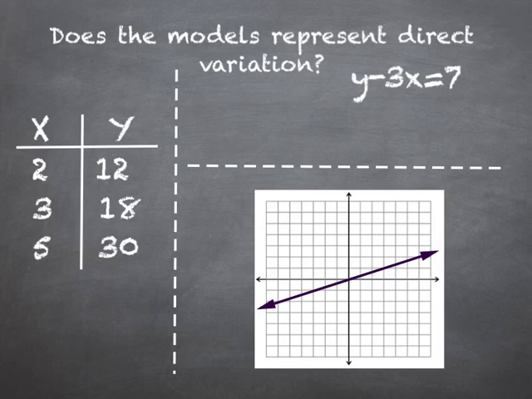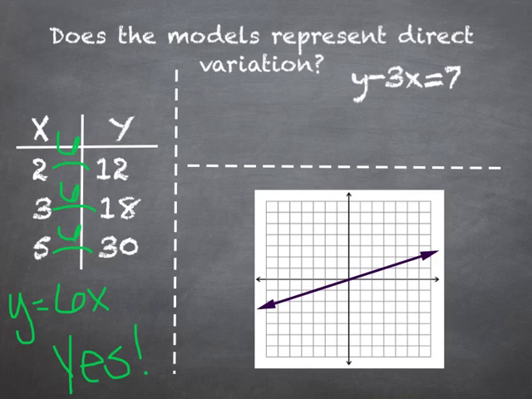So when we want to test for direct variation, we need to look for a pattern. Remember, direct variation is just y equals x times a number. So if we want to look here at the table on the left, 2 to 6, what do we multiply by? Well, we multiply by 6. 3 to 18, what do we multiply by? Well, we multiply by 6. And 5 to 30, what did we multiply by? 6. So yes, this is direct variation, and this is where we multiply x by 6.